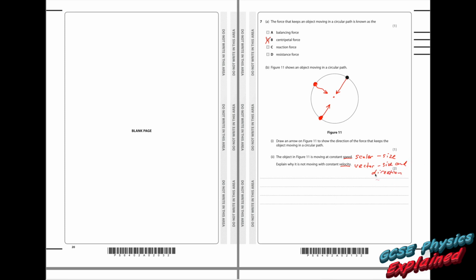So, since the direction is constantly changing because it's going around in a circle, its direction's constantly being nudged back in towards the centre. That's why the velocity is constantly changing, because the direction's constantly changing.